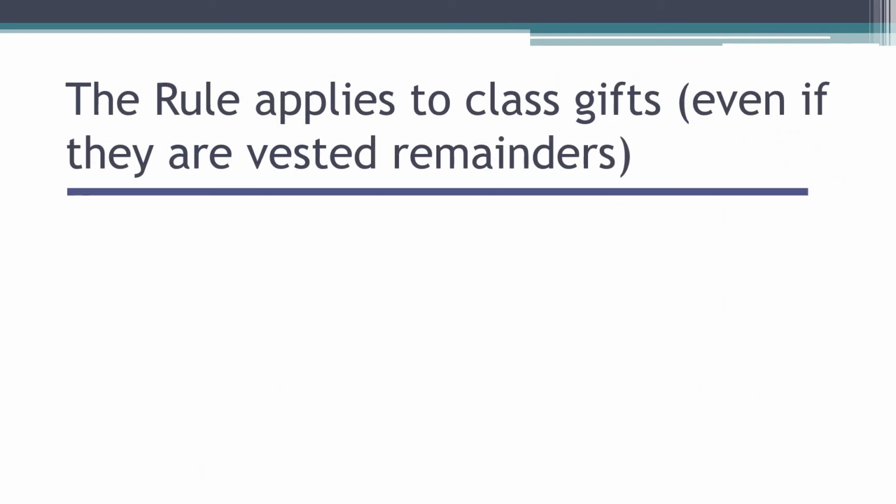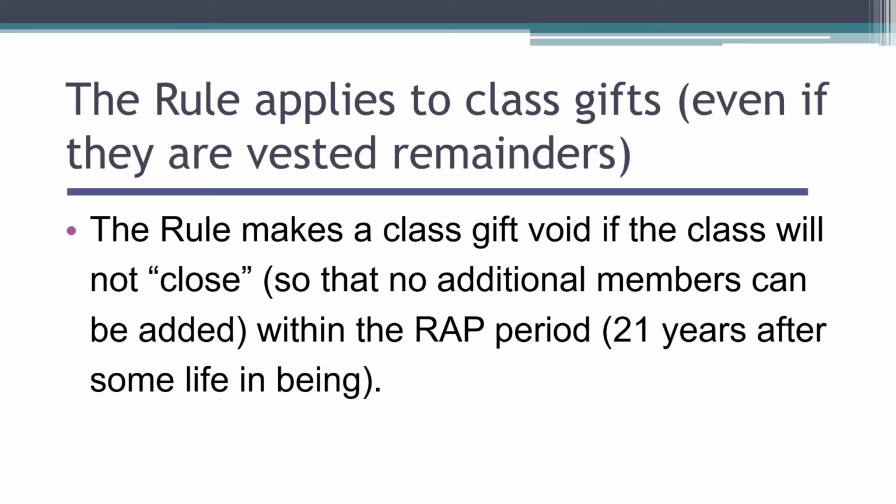We mentioned earlier that the rule against perpetuities applies to class gifts even if they're vested remainders. We haven't yet said exactly how it applies though, so let's do that. What the rule does is to make a class gift void if the class won't close. In other words, if no additional members can be added to the class. That has to happen within the rule against perpetuities period, which is 21 years after some life in being. Let's take an example of that.